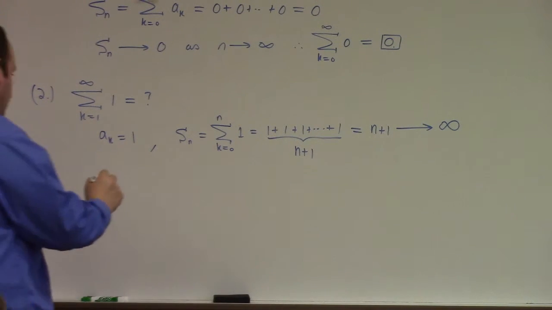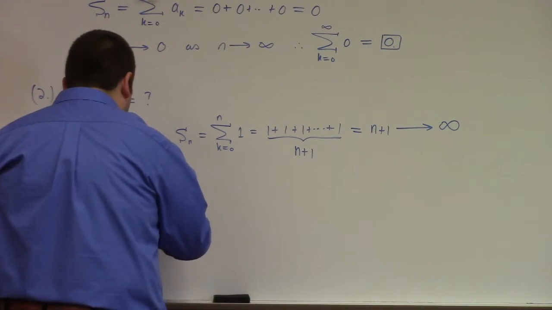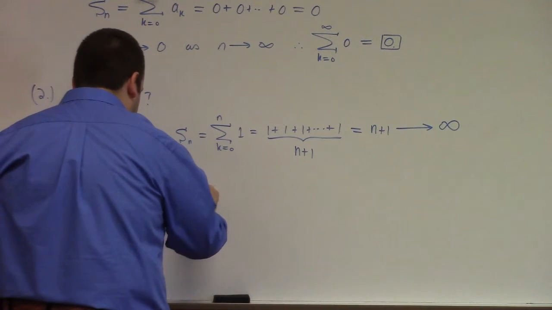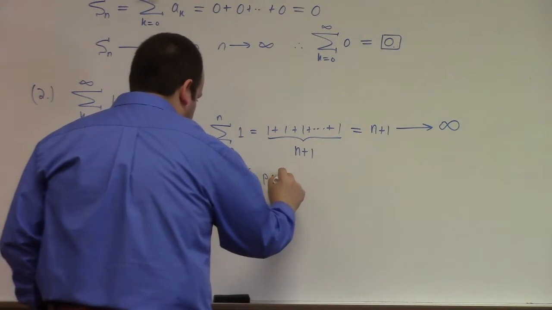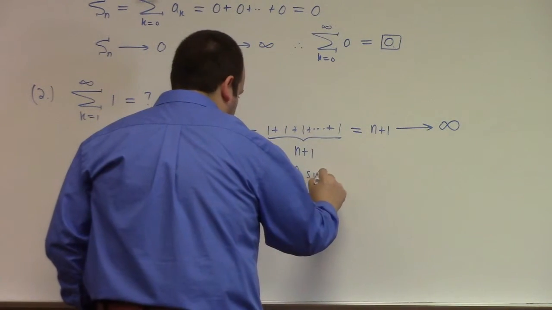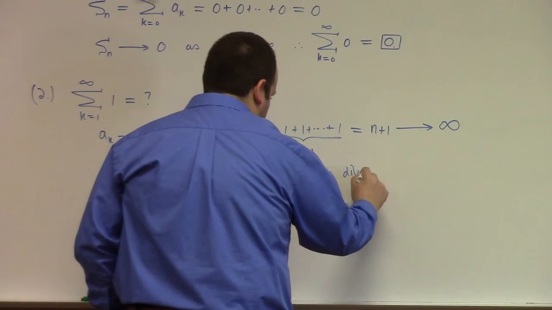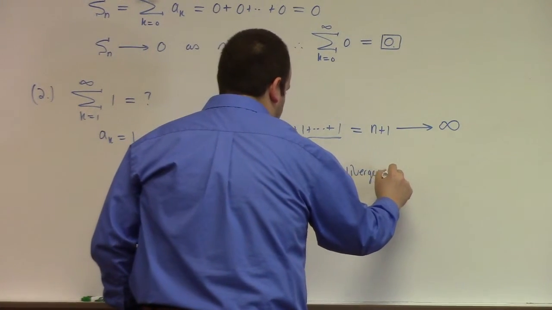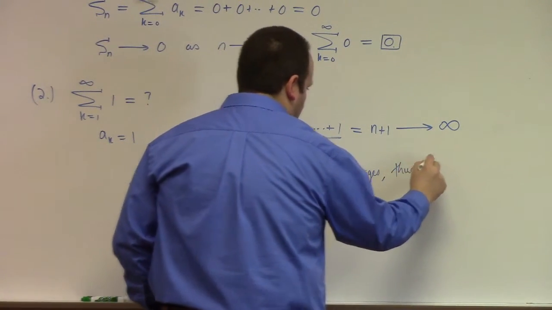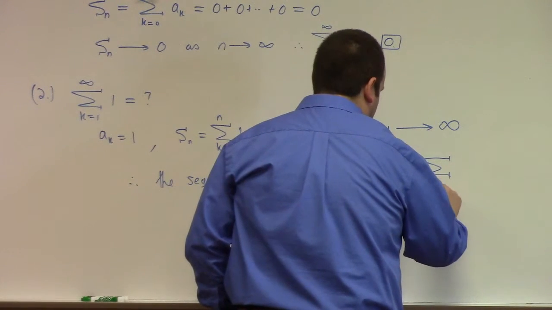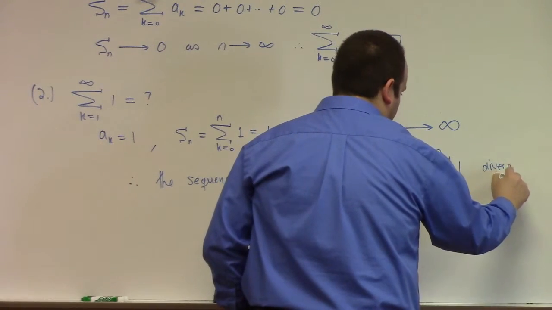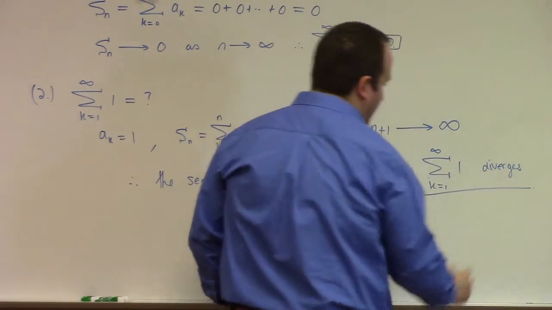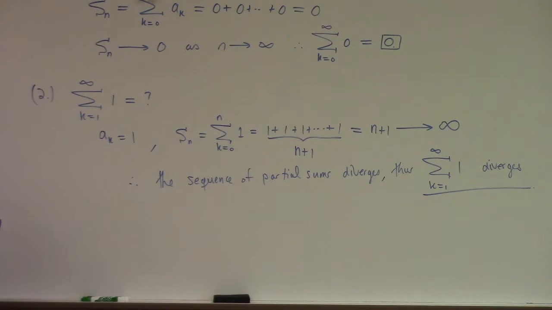Therefore, the sequence of partial sums diverges. Thus, the sum k equals 1 to infinity of 1 diverges. Not especially surprising, but there it is.